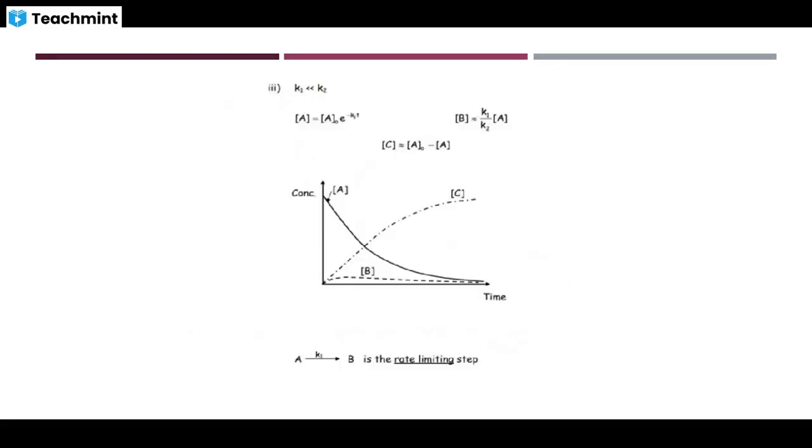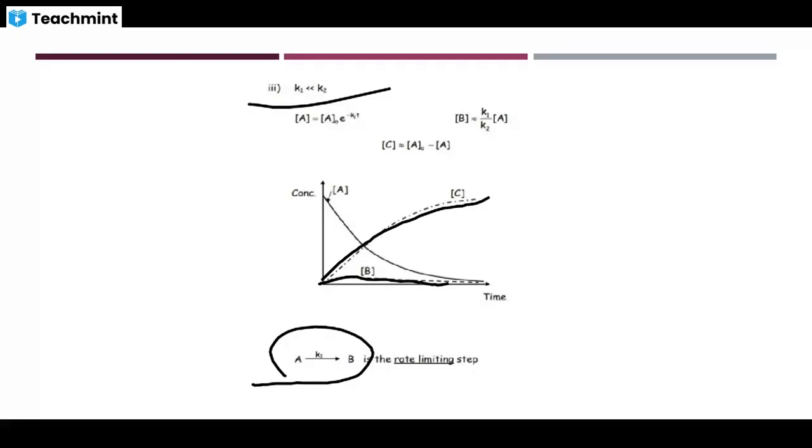When K2 is faster, what happens? When B is formed, it is consumed as soon as it forms by K2. Then the reaction is simply A to B, and A to B is the rate determining step. Then A is A naught e power minus K1t, B is K1 divided by K2 times A, and C is A naught minus A.